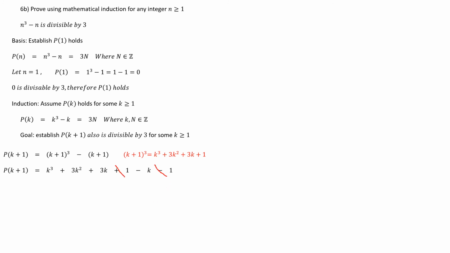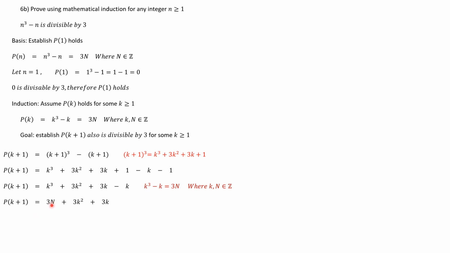We can take out these 1's. We're now left with k cubed plus 3k squared plus 3k minus k. We can observe here that this k cubed and this minus k, well, that just equals k cubed minus k. That equals 3n. We already know the answer to that. That's assumed to be true. So we can replace these two terms with 3n. Let's go ahead and do that.